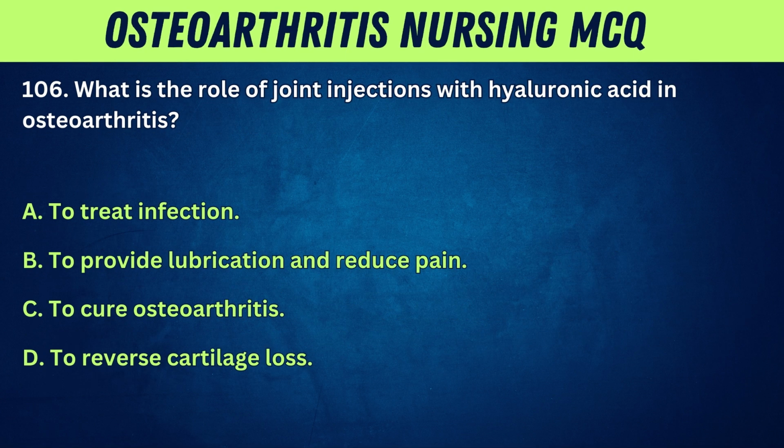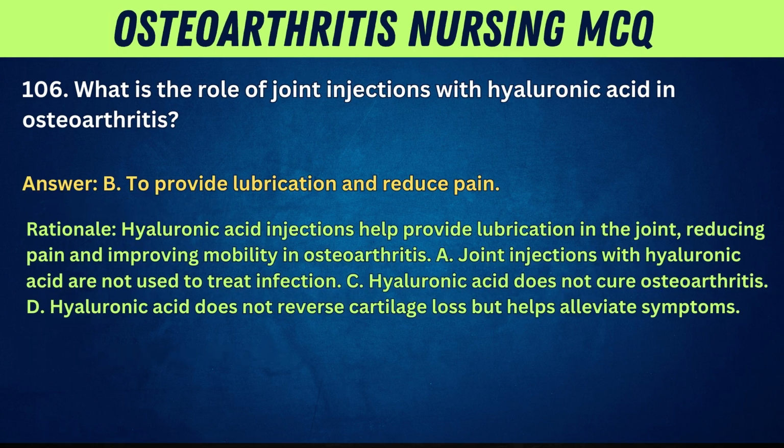106. What is the role of joint injections with hyaluronic acid in osteoarthritis? A. To treat infection. B. To provide lubrication and reduce pain. C. To cure osteoarthritis. D. To reverse cartilage loss. Answer: B. To provide lubrication and reduce pain. Rationale: Hyaluronic acid injections help provide lubrication in the joint, reducing pain and improving mobility in osteoarthritis.